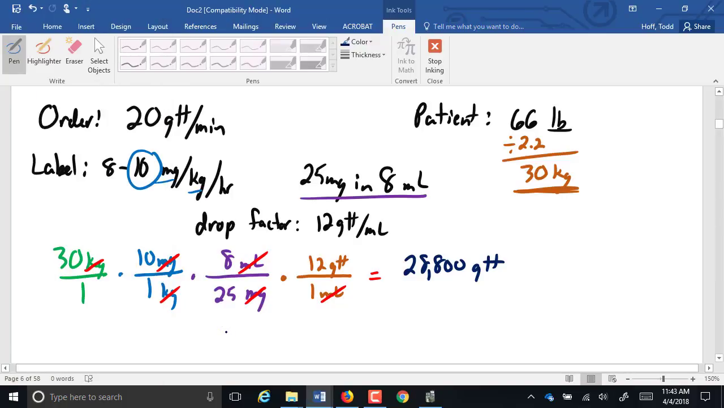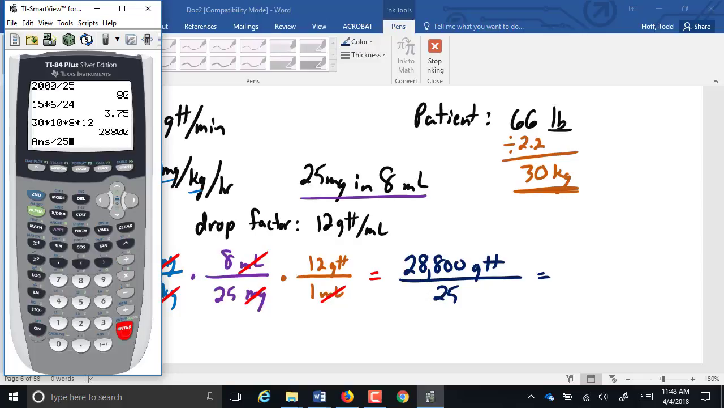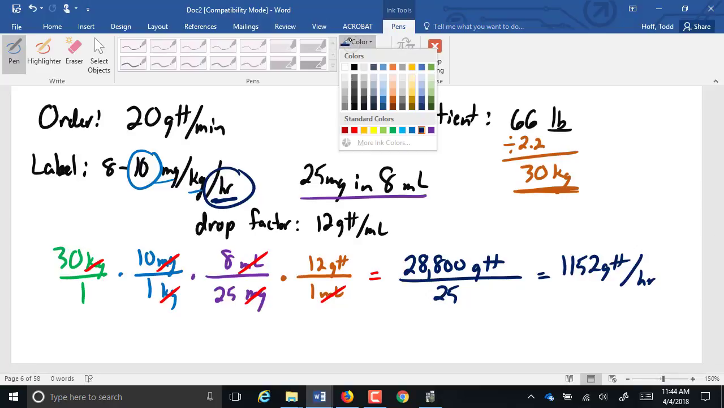It is 28,800. On bottom, 1 times 25 times 1 is just 25, so we divide that by 25. That's 1,152 drops. Notice that that is per hour, which is our time factor here.